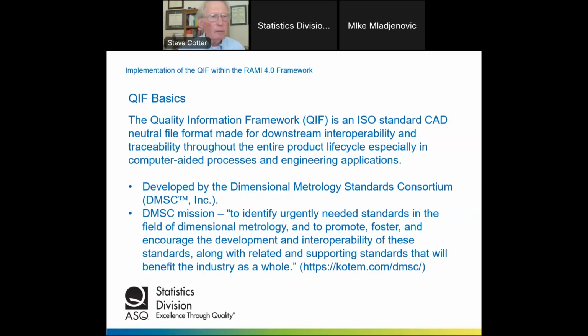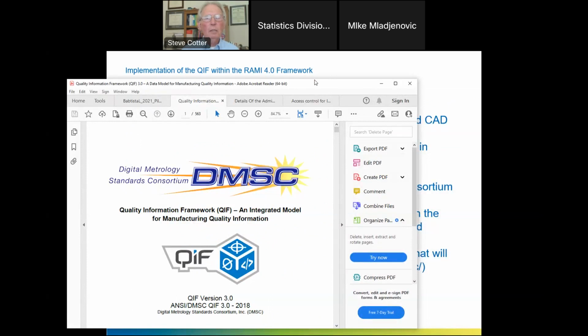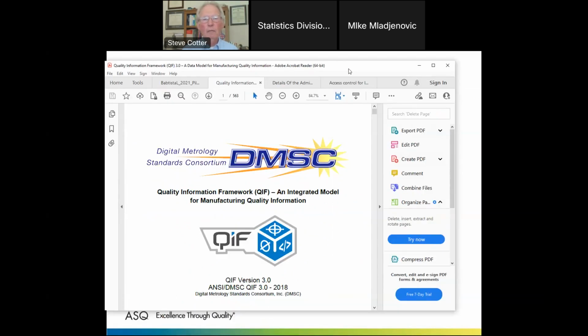The Quality Information Framework is an ISO standard CAD-neutral file format made for downstream interoperability and traceability throughout the entire product lifecycle, especially in computer-aided processes and engineering applications. It's being developed by the Dimensional Metrology Standards Consortium. And here is the current Quality Information Framework integrated model for manufacturing quality information. This is QIF version 3.0, so you can see they've been at this model for quite some time.